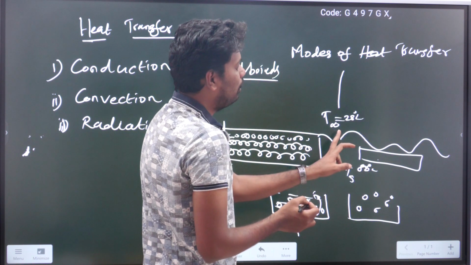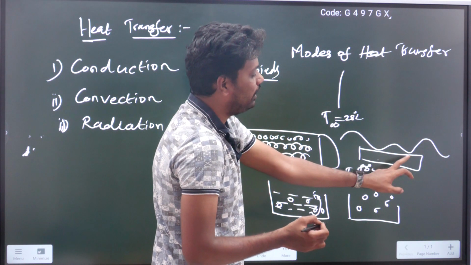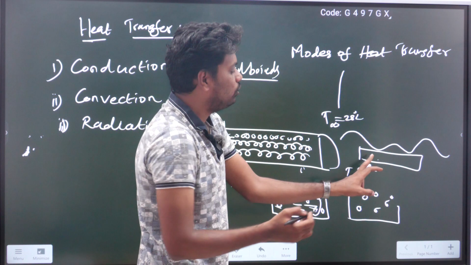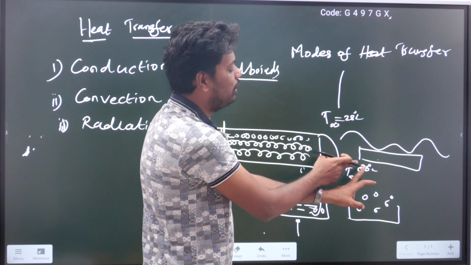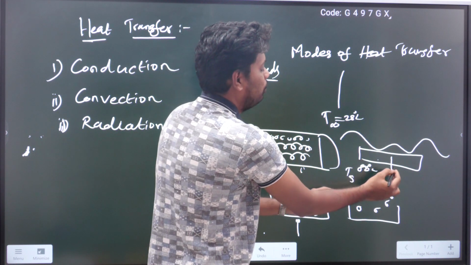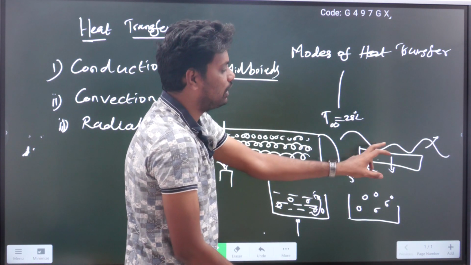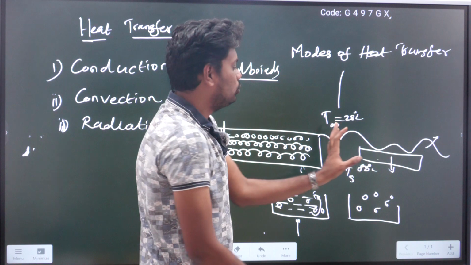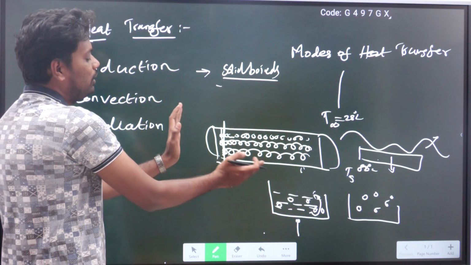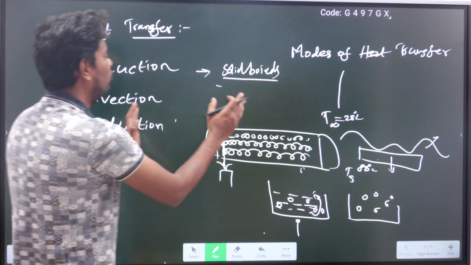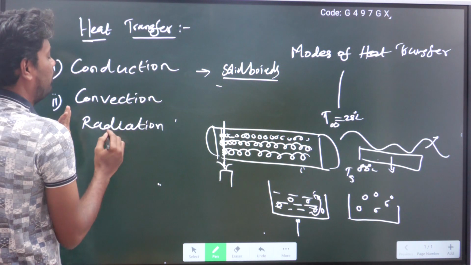What will happen? The air will come and flow over this plate and extract the heat from this body. When it extracts the heat from the body, the body temperature will come down and the air temperature will increase. So what is happening here is also a kind of conduction. Conduction is not only happening in solids, it is also happening in liquids and in gases. So this is how the conduction mode of heat transfer happens.